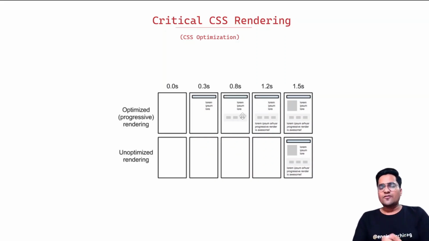But we have to understand why this is critical, and why, even if you have a heavier CSS file, it is going to hamper your page rendering. In the first scenario, when you have progressive rendering or optimized CSS where you have critical CSS rendering, you see you have at least something rendered, some styles are there on the top, and then the styles for the other things get loaded afterwards.